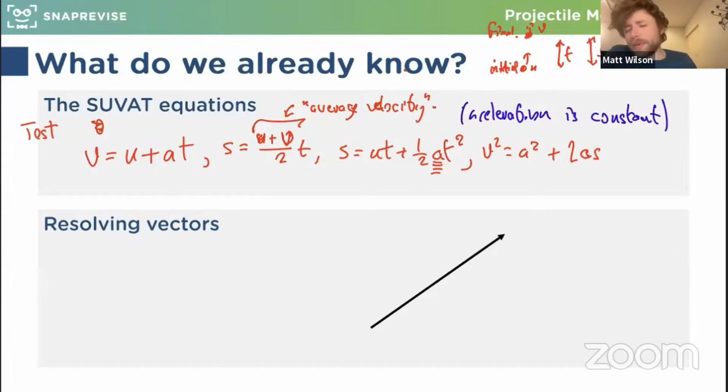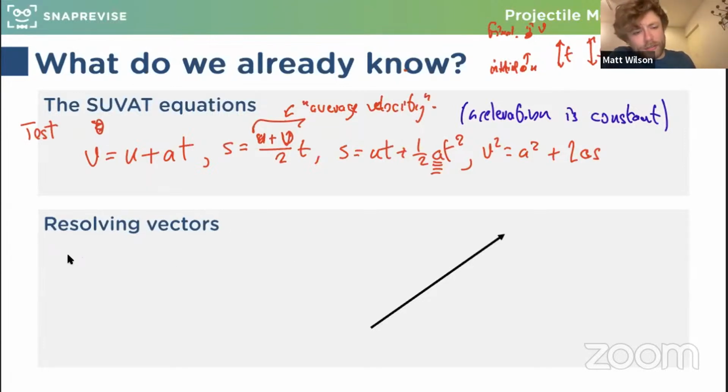Okay, so that's all about the motion in a uniform gravitational field. That is motion where we have constant acceleration. Now we need to deal with this two-dimensional thing. We need to be able to deal with horizontal motion and with vertical motion. So we're going to do that by resolving vectors.